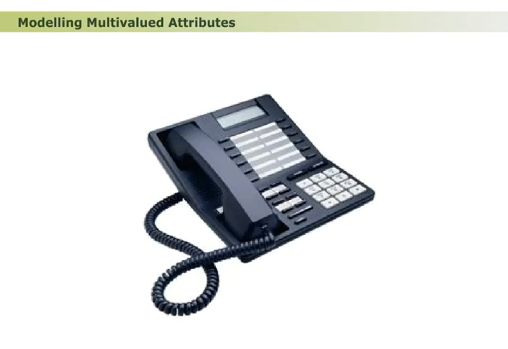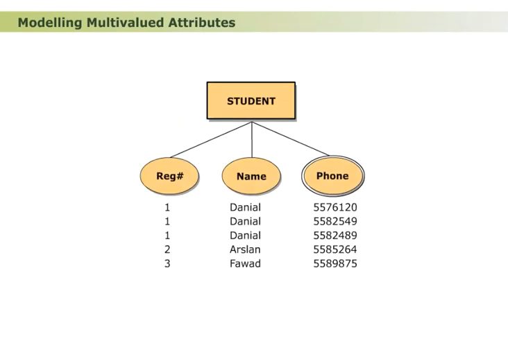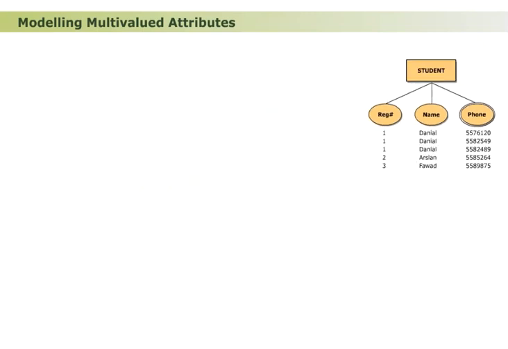Modeling multi-valued attributes. Dear learners, let us consider instances of a multi-valued attribute phone before its modeling. As shown, the analysis shows these drawbacks. Number 1. The attribute registration number is supposed to be a primary key, but due to existence of multi-valued attribute phone, it could not be defined.